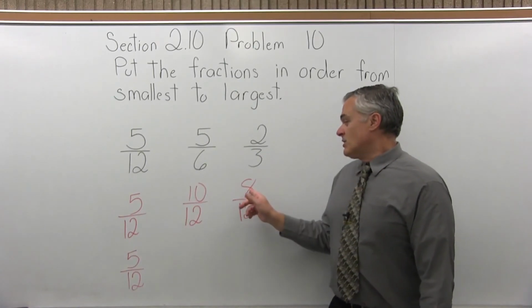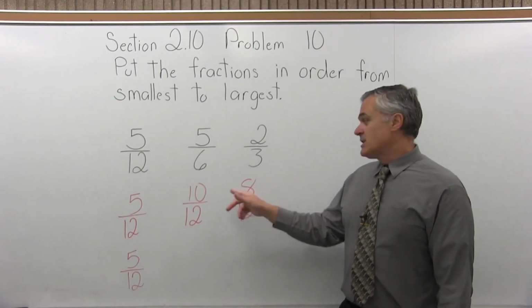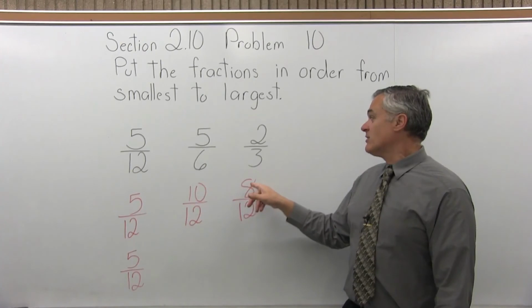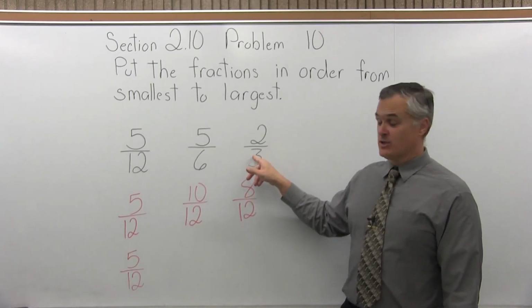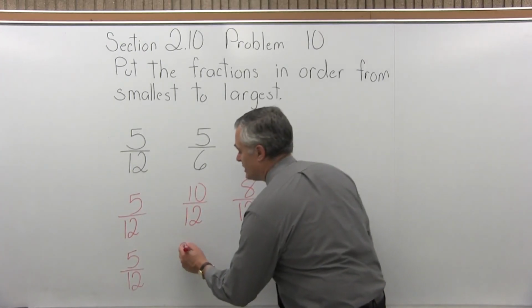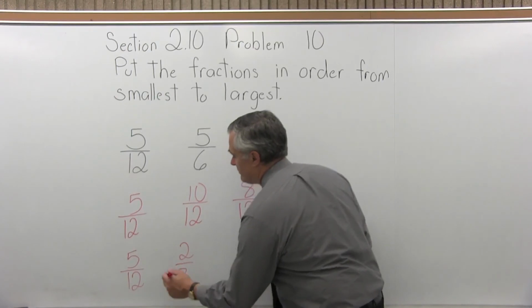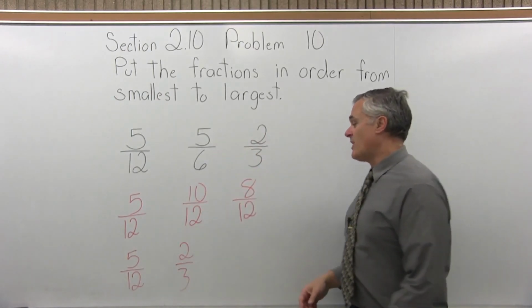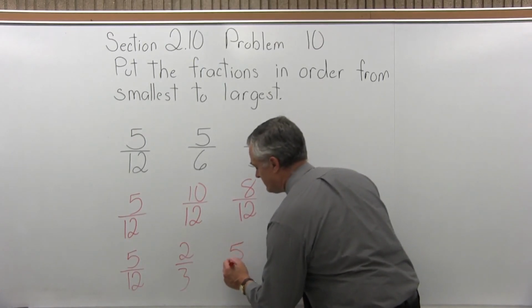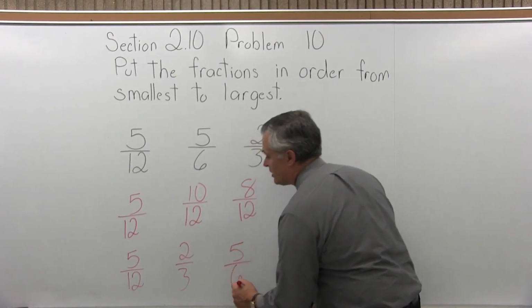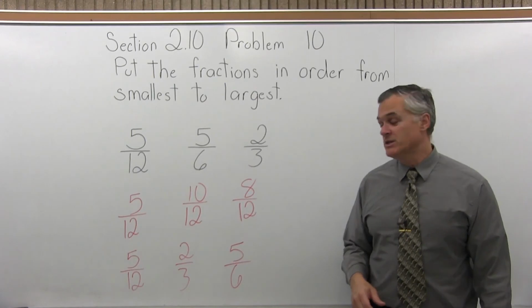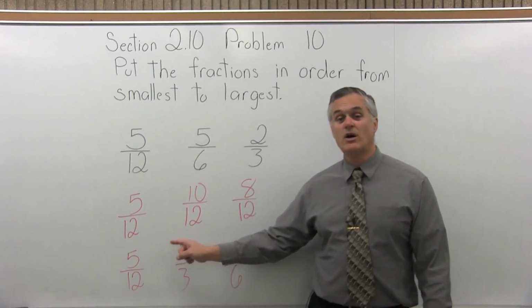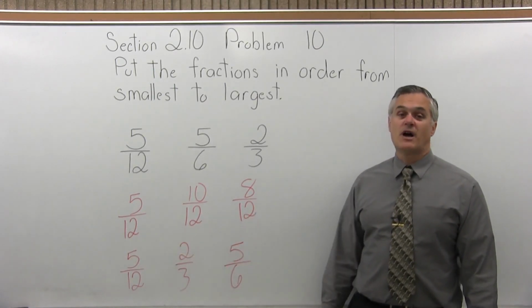Now the fraction in the middle would be 8 over 12, because it's not as big as 10 over 12. So the 8 over 12 came from 2/3, so 2/3 will be the middle fraction. And the 10 over 12 is the largest fraction, and that came from 5/6. So the fractions in order from smallest to largest would be 5 over 12, 2/3, and 5 over 6.